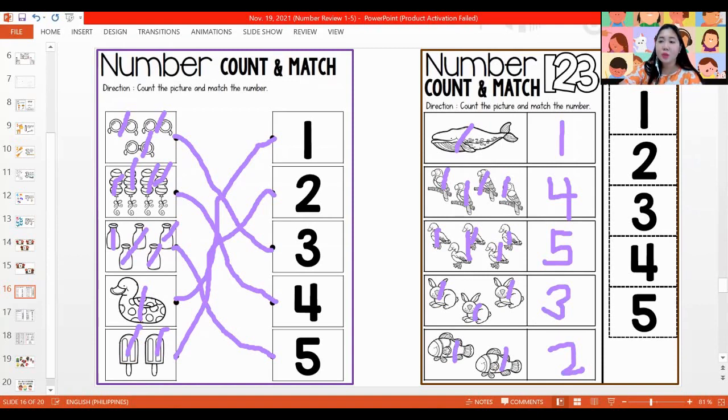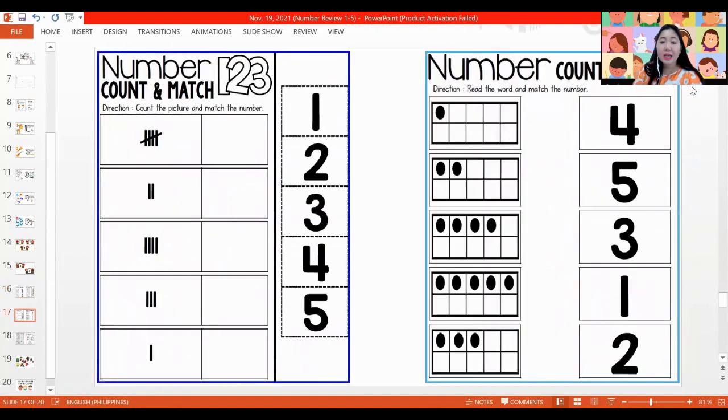Now that we're done with the first two pages, let's proceed to the third and fourth worksheet. Let's count the lines. One, two, three, four, five. Let's paste number five. One, two. Let's paste the number two. One, two, three, four. Let's paste the number four. One, two, three. Paste the number three. And one, paste the number one.